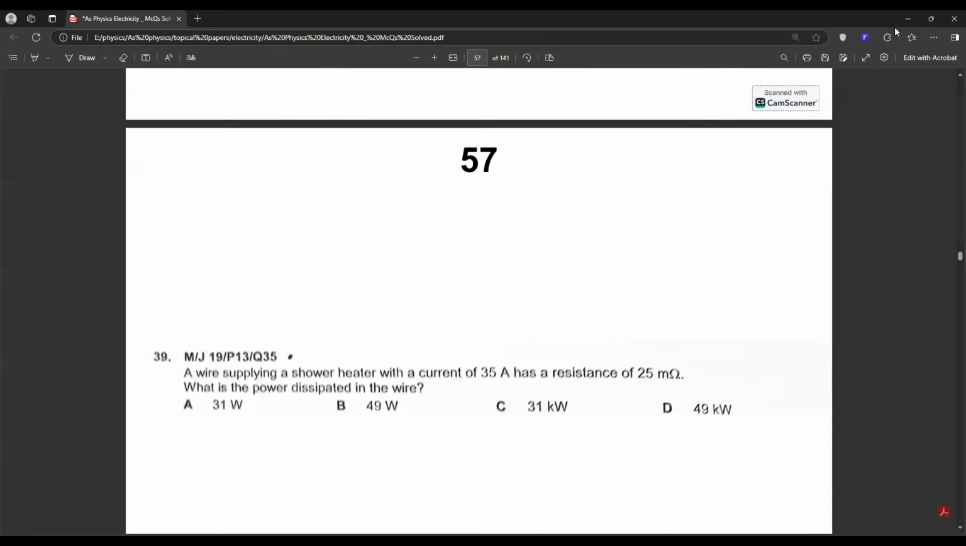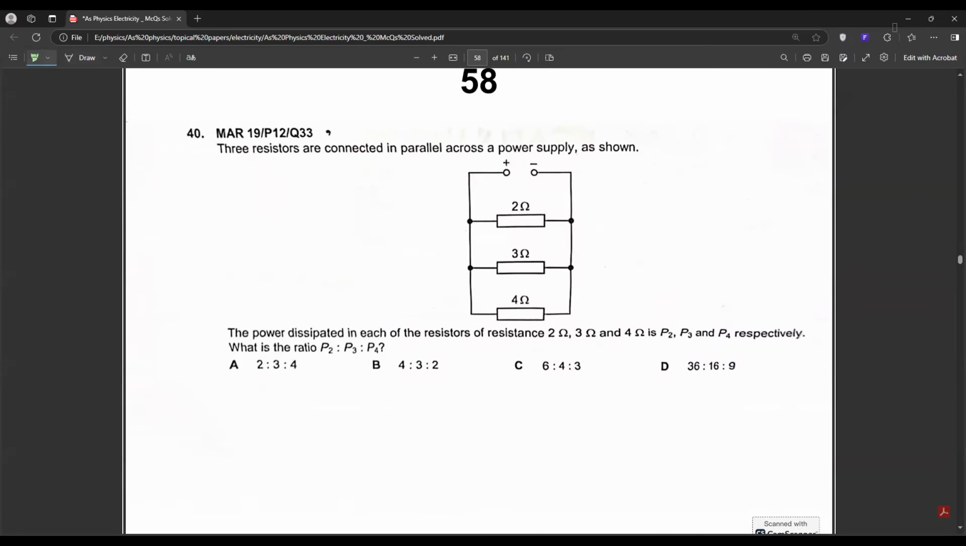Let's further move ahead. Three resistors are connected in parallel across a power supply. Let's say the power supply has a voltage of V as shown. What is the power dissipated in each of the resistors 2 ohms, 3 ohms and 4 ohms, P2, P3 and P4 respectively? What is the ratio of P2, P3 and P4? Perfect. So the voltage across the 2 ohm resistor is V. The voltage across the 3 ohm resistor is V. The voltage across the 4 ohm resistor is V.